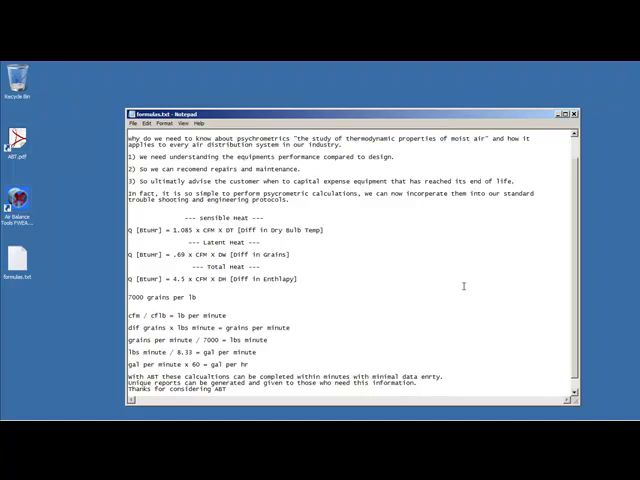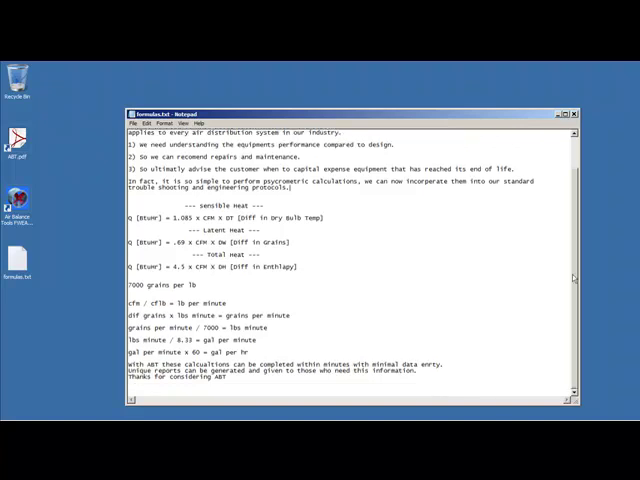We can incorporate them into our standard troubleshooting and engineering protocols by using our sensible heat, latent heat, and total heat calculations, and our grains of moisture calculations. With ABT, these calculations can be completed within minutes with minimal data entry. Unique reports can be generated and given to those who need this information.